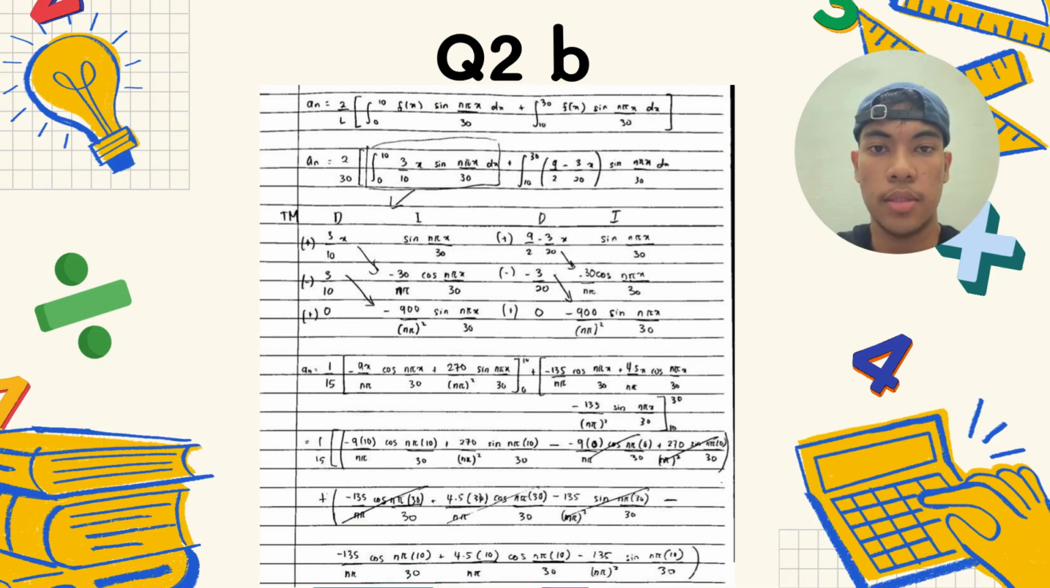For this part, to determine the coefficient for this series, I begin by splitting the integral into two distinct segments, covering the intervals from 0 to 10 and from 10 to 30. I set up the full expression for An as the sum of these two integrals, incorporating the specific functions for each range. To solve this, I utilize the tabular method to systematically organize the repeated differentiation and integration for both parts of the functions. By carefully following this method, I generated the corresponding terms, which I then compiled into the large bracket expression shown here.